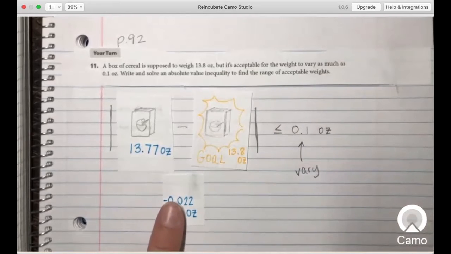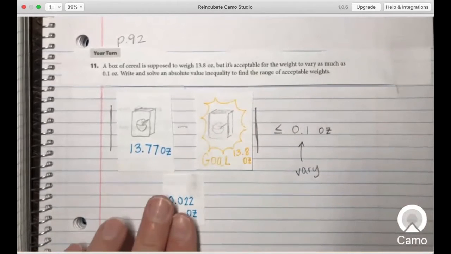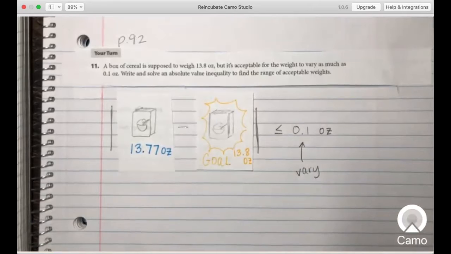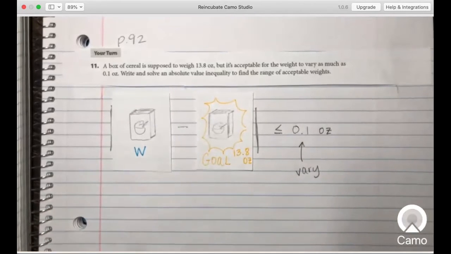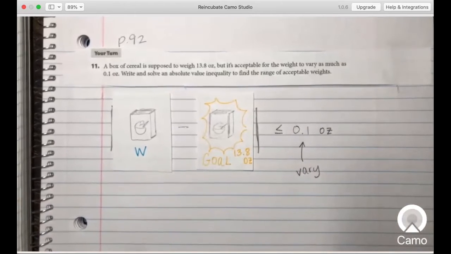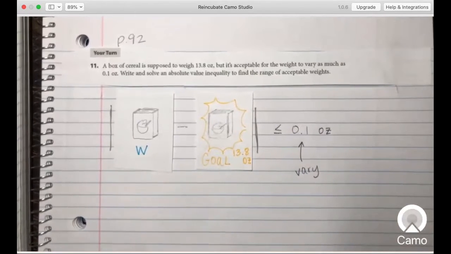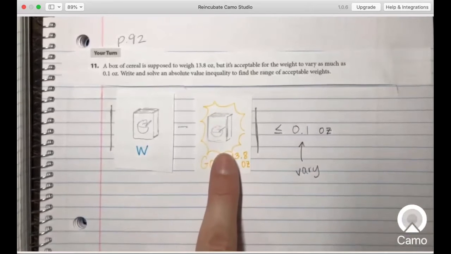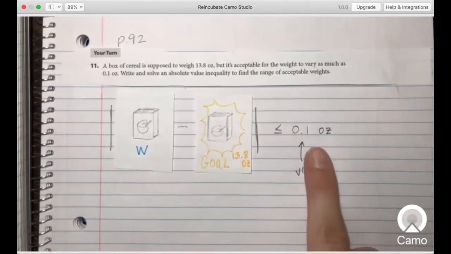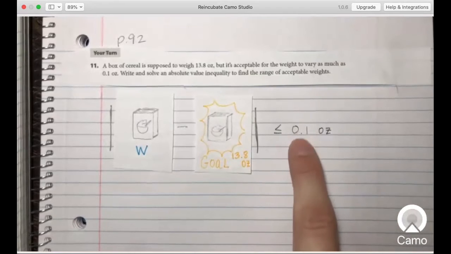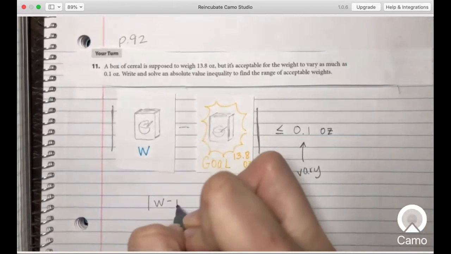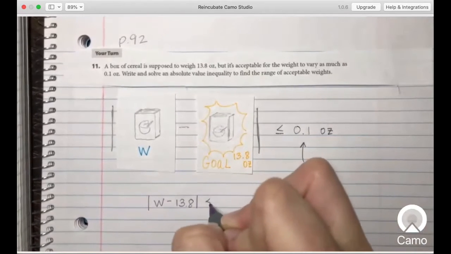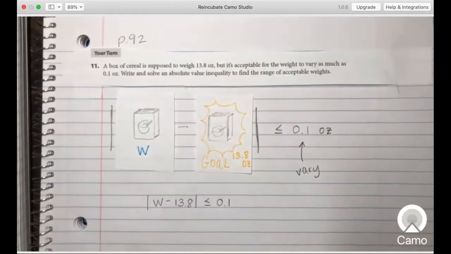And so if we're going to go ahead and write this as an actual equation, we'll represent our box of cereal. We'll put just any box of cereal in there. So W, we call it. Any weight, we're not sure which box it is, but we know that it's going to be just W amount. And then we subtract our goal of 13.8. We know that always has to be no greater than a variance of 0.1. So I'm going to go ahead and write that as an equation. So we have absolute value of W minus 13.8, and that's going to be no greater than 0.1 ounces.